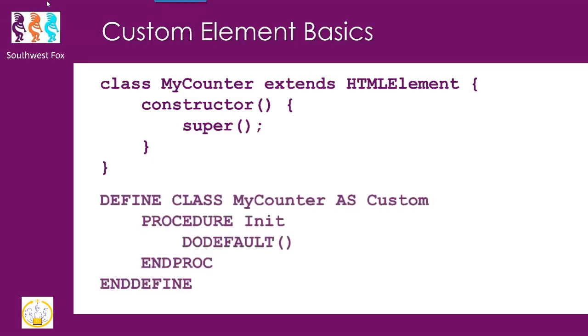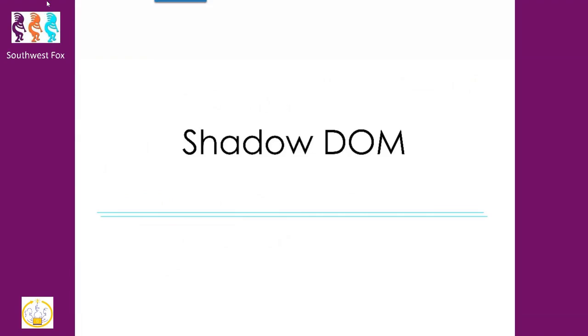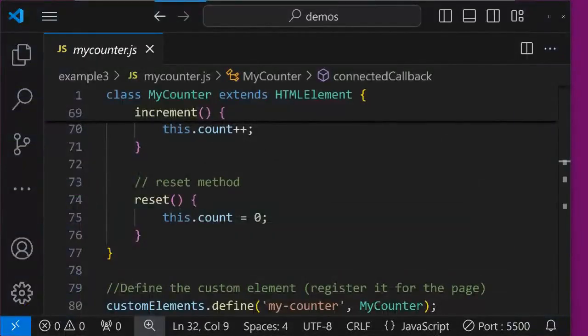That would be sort of like a do default. It's just that instead of doing a do default on whatever the FoxPro object is, it's do default on my big global base. I guess we could take a look at that a little bit more.